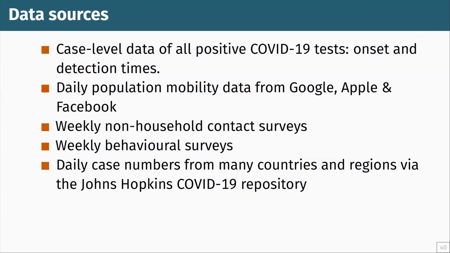So for this purpose, we had case level data of every positive COVID-19 test, which for most of that time, 2020 through to 2023, was pretty good data, at least for the first 2.5 years. We also had daily population mobility data from Google, Apple, and Facebook. We had contact survey data, so we could have some idea how much people were mixing. And we had case numbers from lots and lots of other places from the Johns Hopkins COVID-19 repository. So all of that data went into a range of different models.